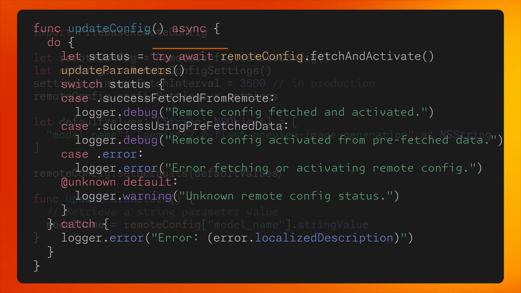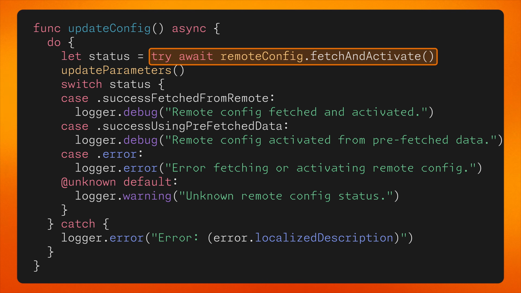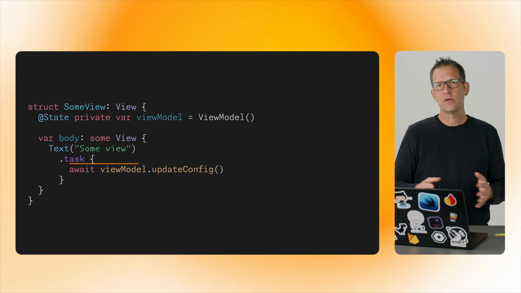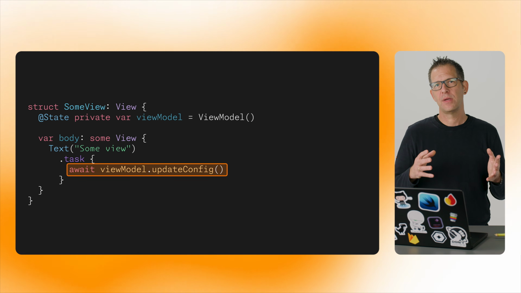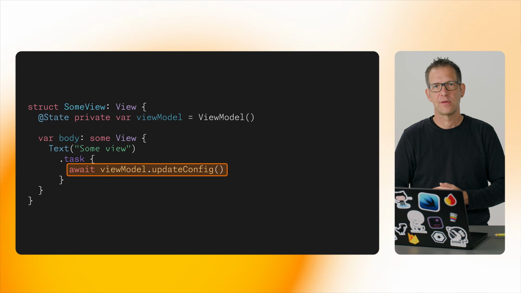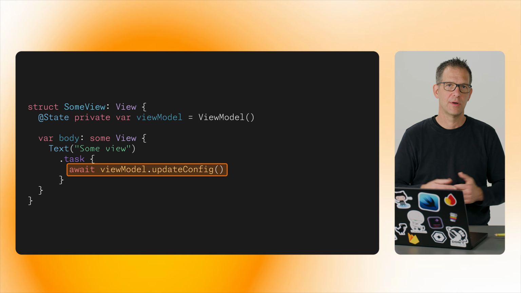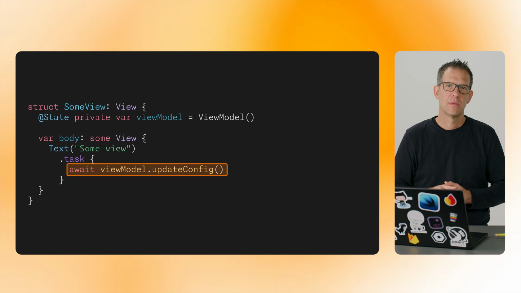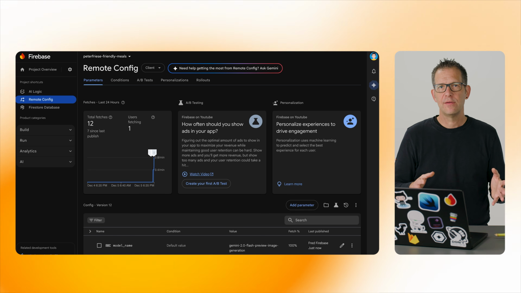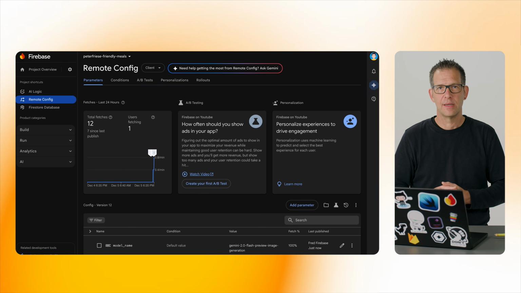Let's now take a look at how we can remotely change parameter values. For this, we first need to add a piece of code that fetches and activates any new or updated parameters from remote config. A good place to call this might be when the view appears, for example, inside a task view modifier. We've now got everything in place to configure the model name remotely.